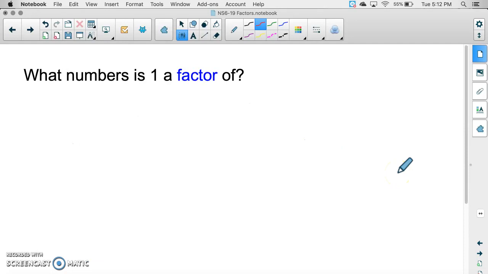By completing those equations on your whiteboard, I'm now going to ask you the question, what numbers is 1 a factor of? So your answer should be all of them. 1 is a factor of every single whole number. If we count by 1s, this shows that 1 is a factor of every number, because when we're counting by 1s, we count every single number.